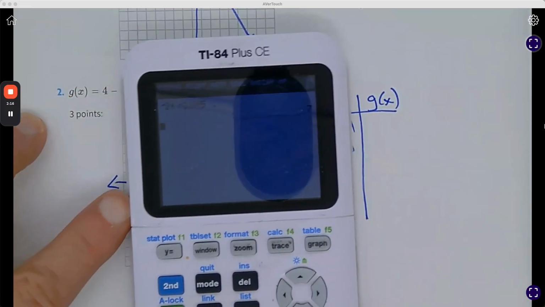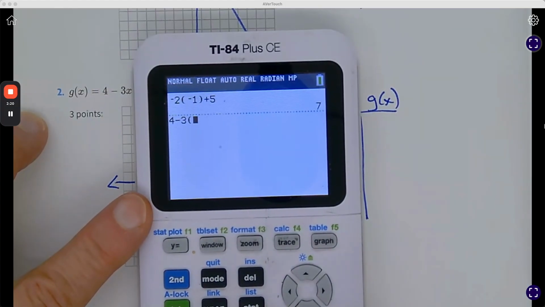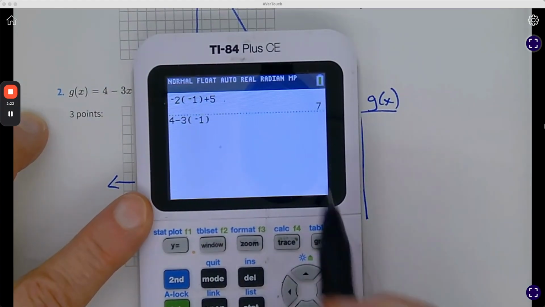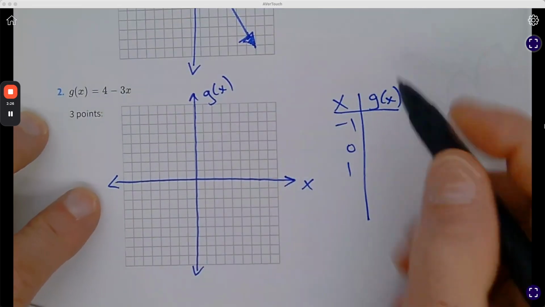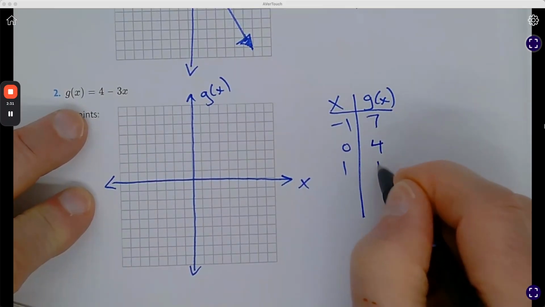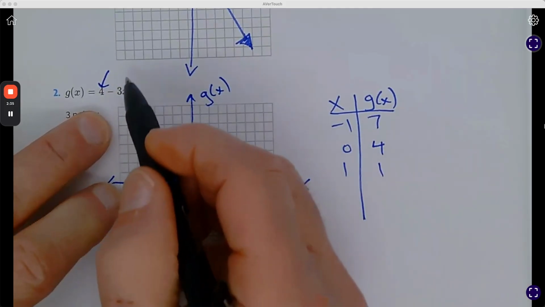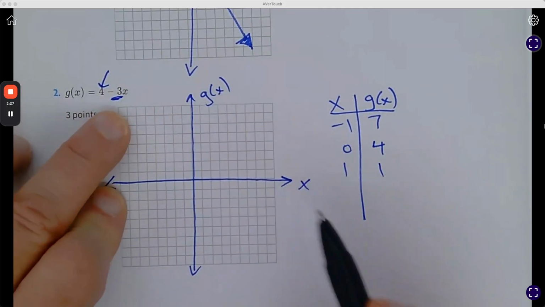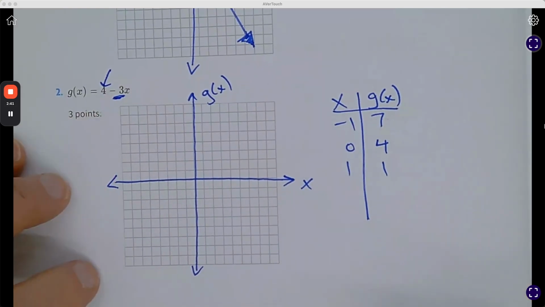So I'm going to go here. I'm going to go 4 minus 3 times negative 1. Notice how I use the subtraction and the negative properly. That gives me 7. If I put in 0, and if I put in 1. Notice your initial amount 4, boom. Notice your common sum or difference is negative 3. Subtract 3, subtract 3. So we're good.